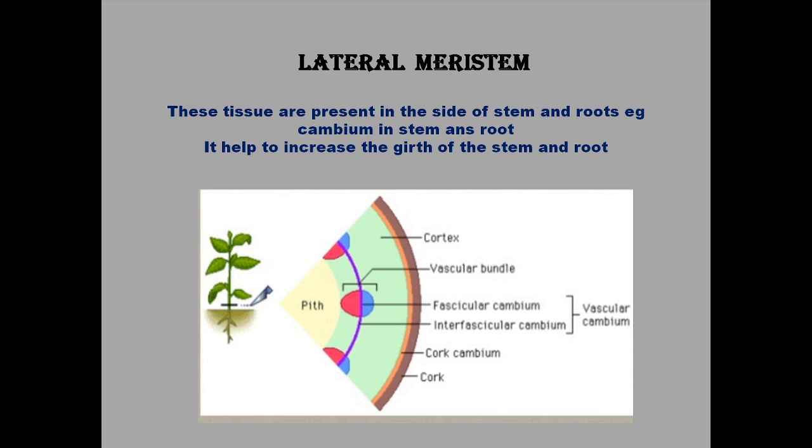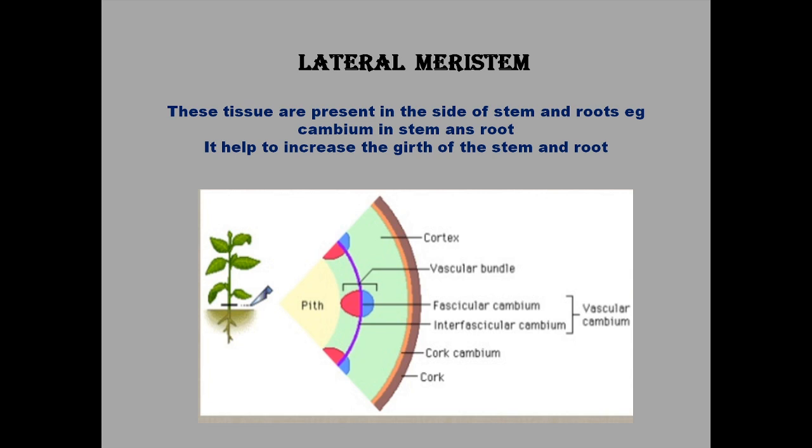Next is the lateral meristem. Lateral means either side, right? So the cells are present side by side, which help increase the girth of the plant, or increase the longitudinal axis of the plant. And this lateral meristem is responsible for secondary growth.